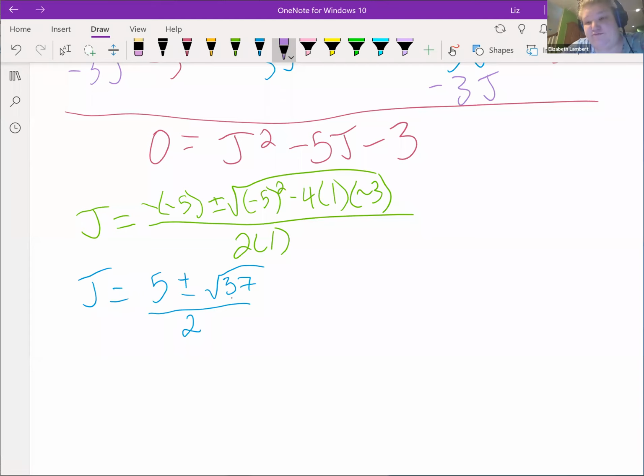All right, so 2 possible answers here. 5 plus whatever the square root of 37 is. So that's 1 more than 36. So the square root of 36 is 6. So 5 minus 6 would be negative. So she's not going to take a negative amount of time. So it's whatever 5 plus the square root of 37 is.